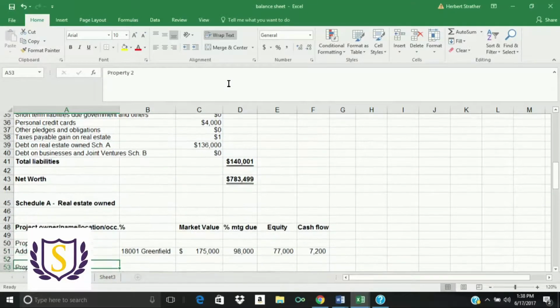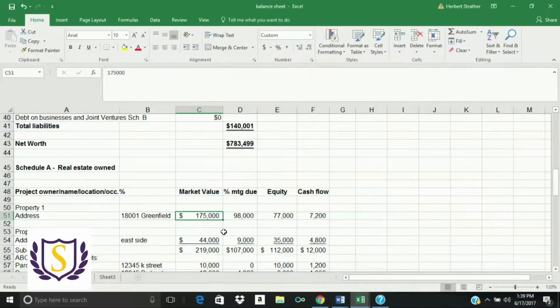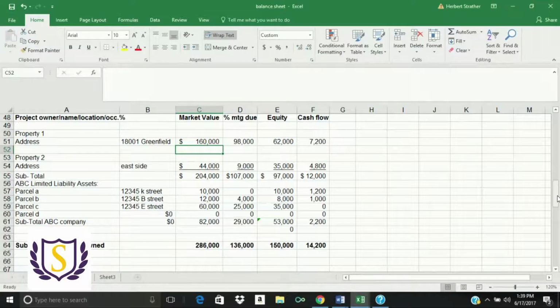So let's say that here you have to put your address in. In this case, we used a 4 flat on Greenfield. We think that the market value might be $175,000. There's 98 due. And let's say that you don't have to stretch it. Let's put the market value at $160,000 for right now. 98,000 due, equity 62,000, cash flow is 7,200. The bank wants to know the cash flow. They're going to take your tax return and match it to the financial statement and go right down and see if these things match. So you can't get crazy and wild.